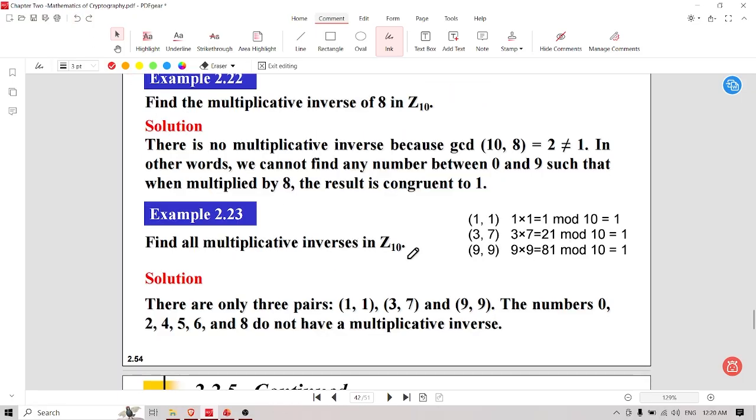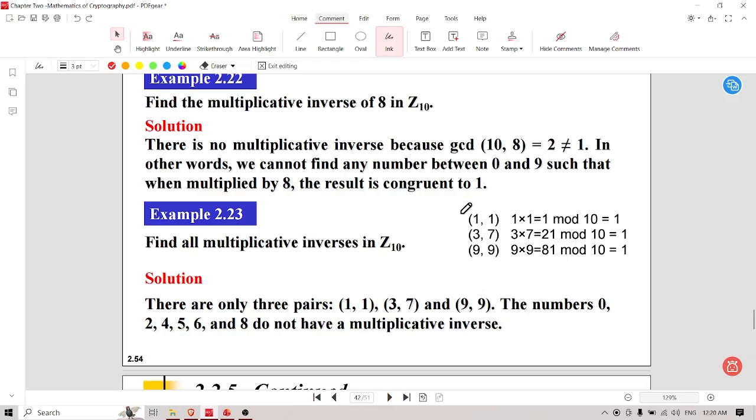Now, in this example, find all the multiplicative inverses in Z10. It doesn't say 8 in Z10, it says Z10, so it would be this: 1 and 1, 3 and 7, and 9 and 9. It gives us these three sets. The numbers 0, 2, 4, 5, and 8 do not have multiplicative inverses, just so you know.